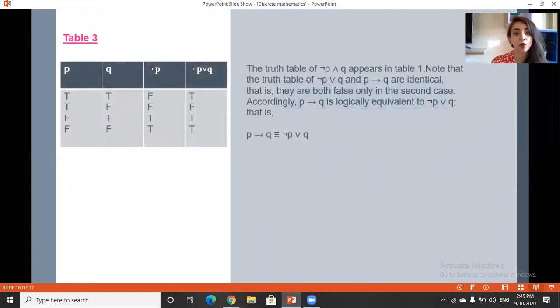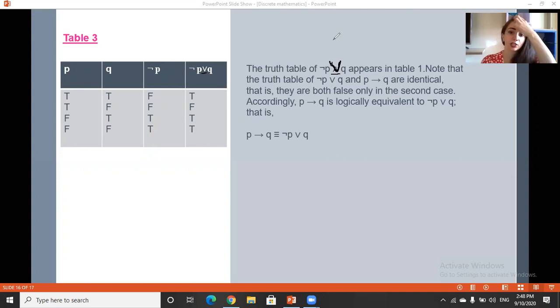So, the truth table of negation P, what is this value? It appears in table one. Note that the truth tables of negation P disjunction Q and P conditional Q are identical. Here is a missing part. Look carefully. I did something mechanical. Here I wrote a conjunction instead of a disjunction. Okay, I found the mistake. Here it should be disjunction, not conjunction.